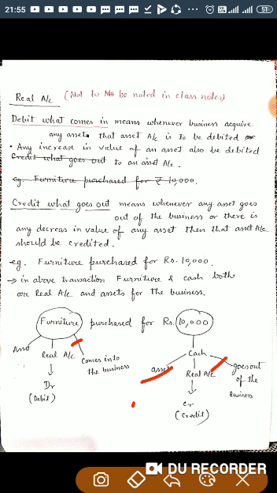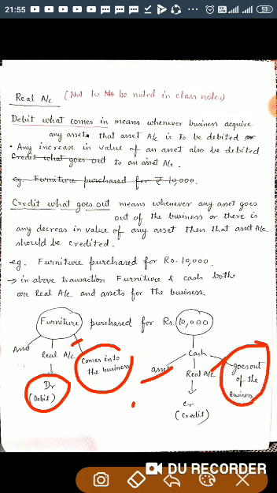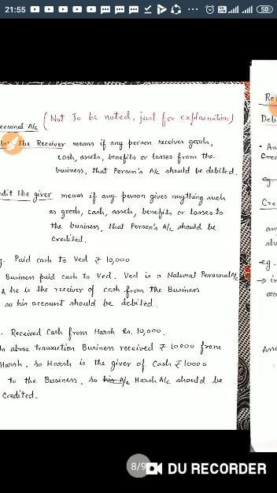If you analyze the furniture purchase for rupees 10,000, furniture is coming into the business, so it should be debited. At the same time, cash is also a real account, and because the business is paying cash, business cash is decreasing, so cash is going out, so it should be credited. CR is an abbreviation of credit. DR is an abbreviation or short form of debit. So this is all about real account.